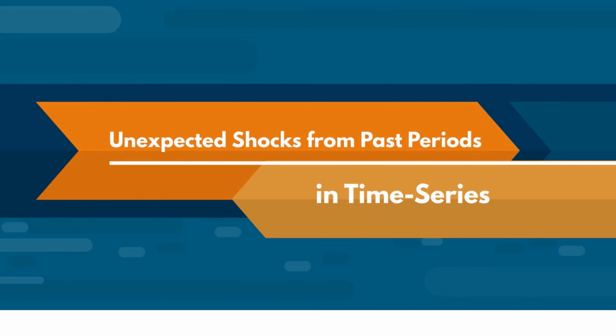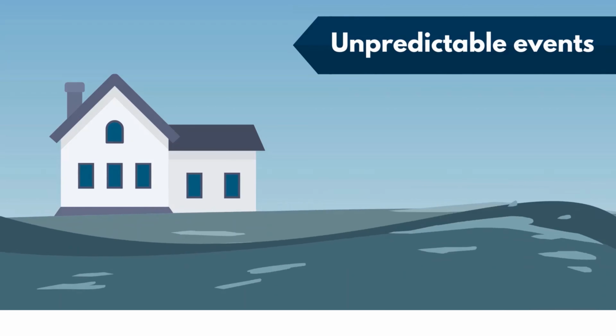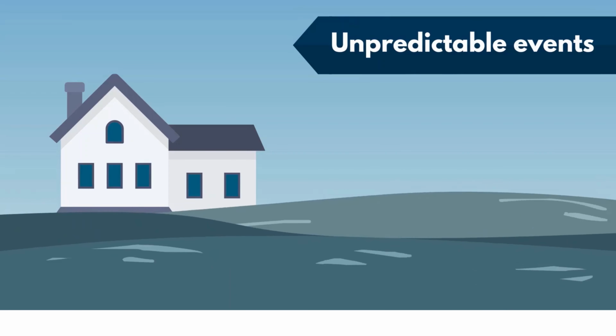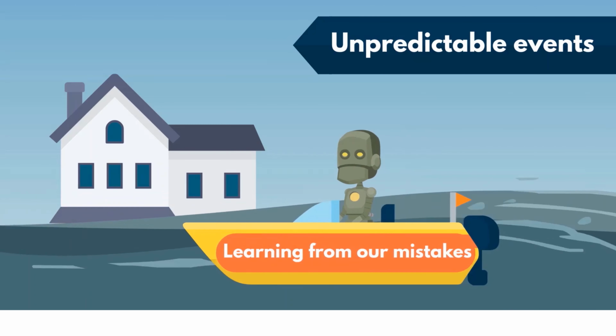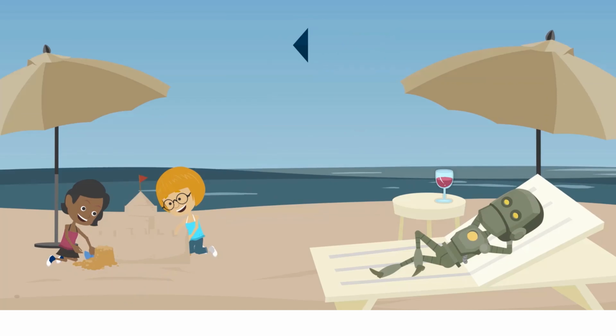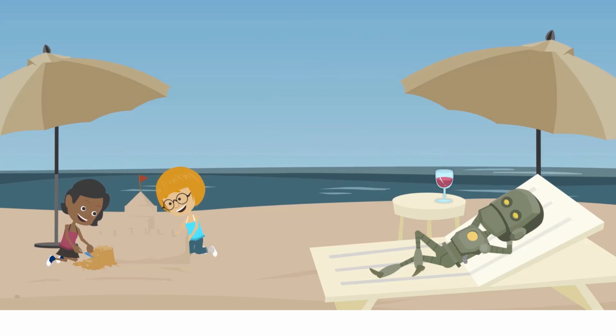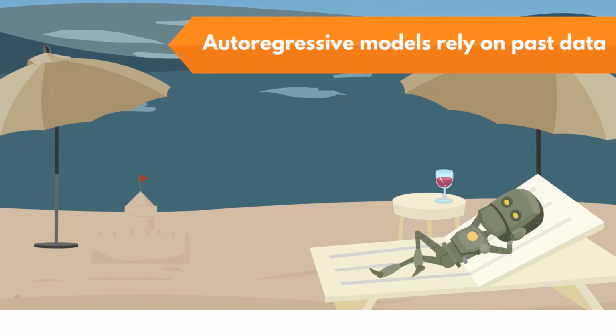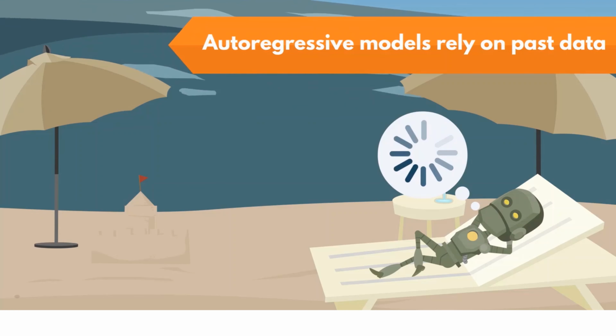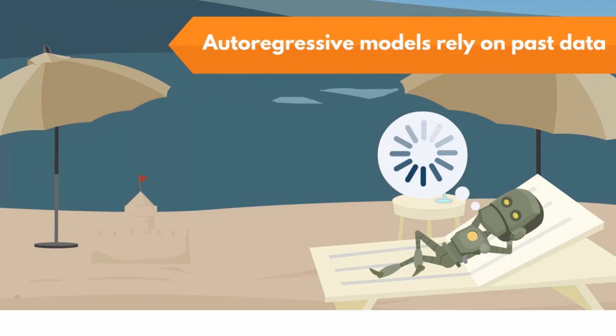Last time we ended by mentioning unpredictable events and how we can handle them. In this lecture, we're going to introduce the idea of learning from our mistakes. Let's get started. So an autoregressive model needs time to adjust from a big unexpected shock because it often relies on the past data, regardless of how close its predictions were.